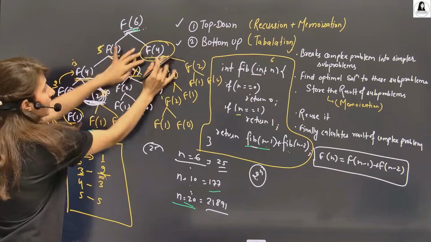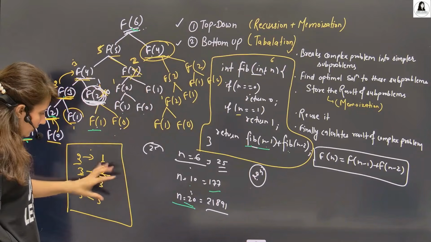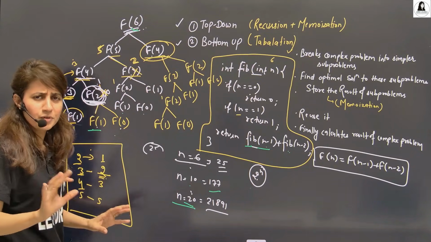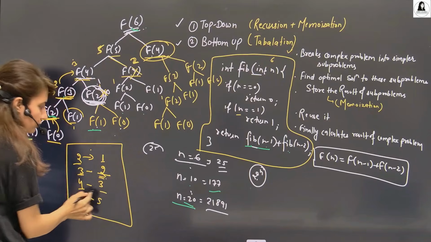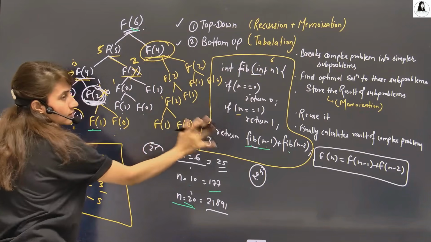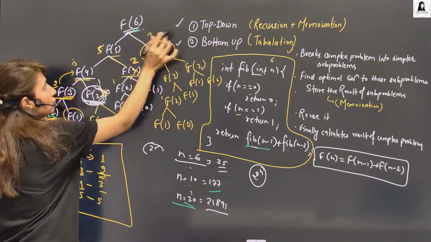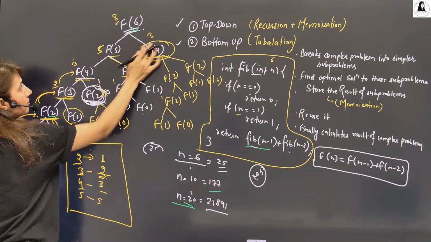Now whenever you go to this side, f of 4, you check here. Do you have a calculated value for f of 4? Yes, I have 3. So do not call this. Just put 3 here. Just use it, and it will be 8.